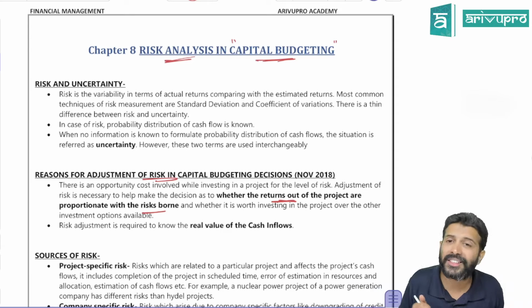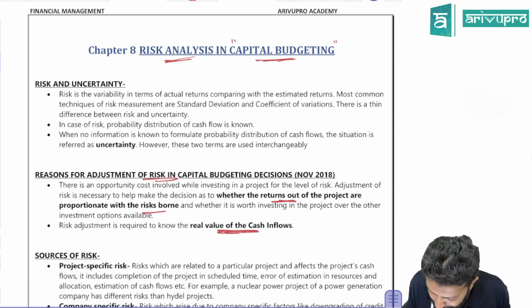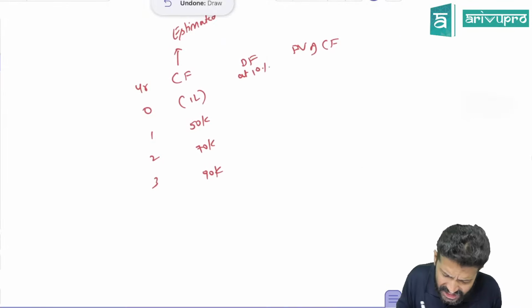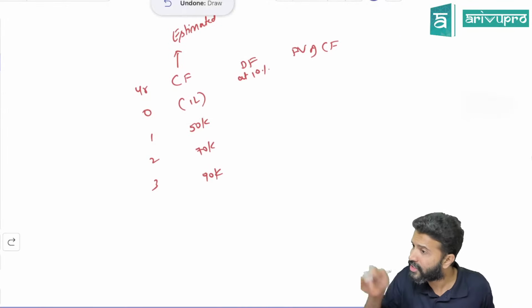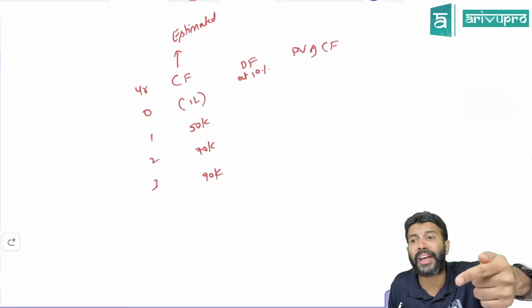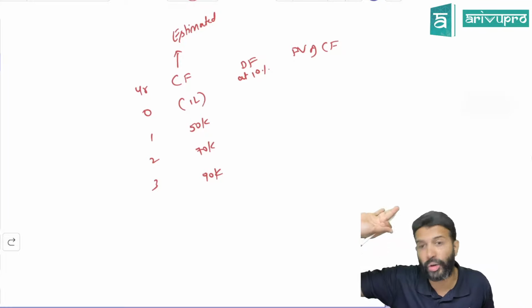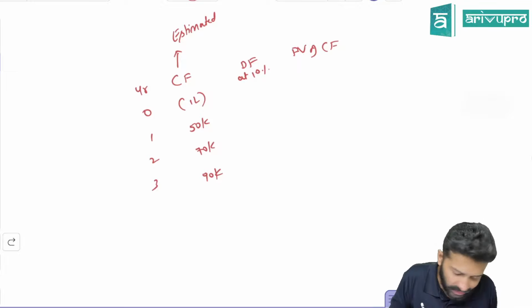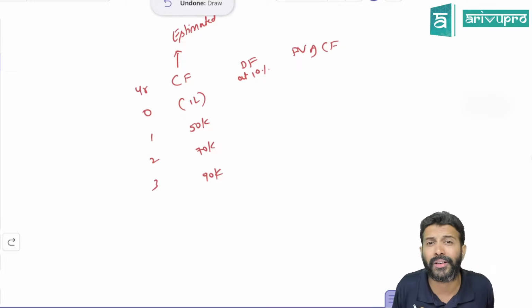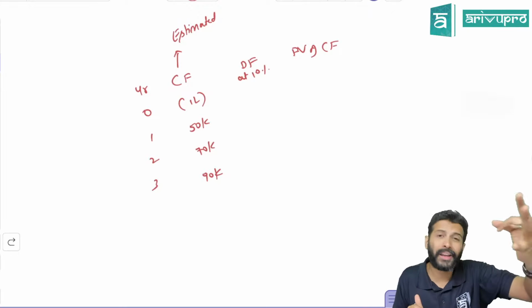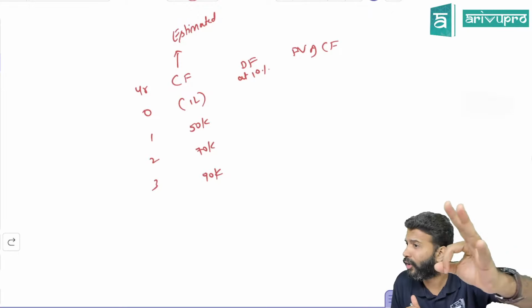And by considering the risk element, you'll be able to find the real cash inflows. This is just an outright estimate. But when you consider the risk element and then find the cash flow, your estimates will be more or less better than the original. So can't I say this cash flow will be more real than the previously estimated one? By considering the risk element, we'll be able to find the real cash flows. So if you can remember these 2 points, it should be good.